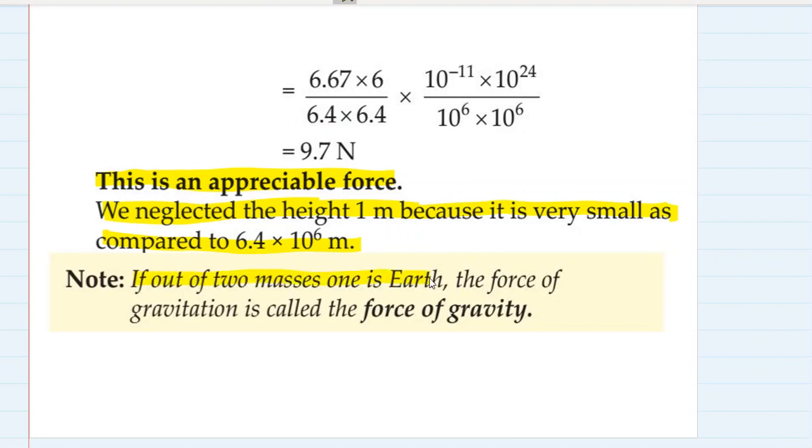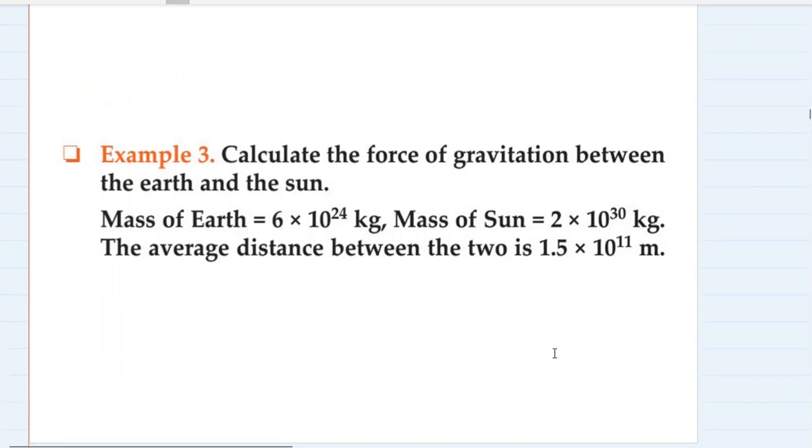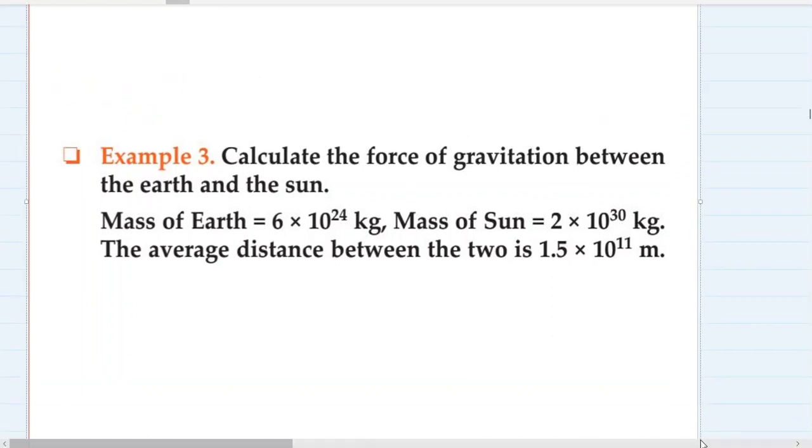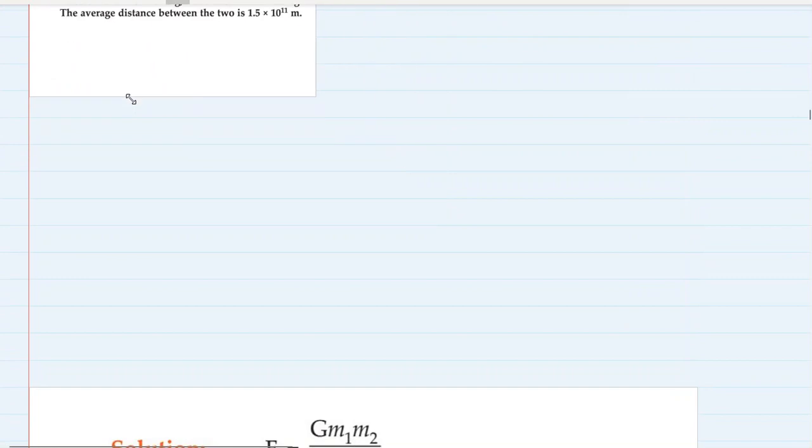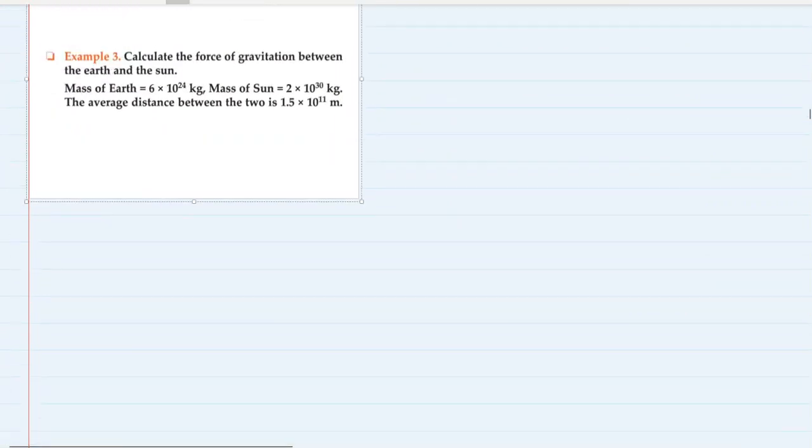So if out of two masses, one is Earth, the force of gravitation is called force of gravity. Right? These are all things we discussed at the beginning of solving this example. Correct? Third example. Okay, let's go to the third one. See, your concept will become absolutely clear regarding the formula of gravitation. That is the first thing you should understand, and then there are other things which are important, which we will discuss later. But the first thing is understanding the formula of force due to gravitation, and then applying it in the numericals. That's what we are doing.